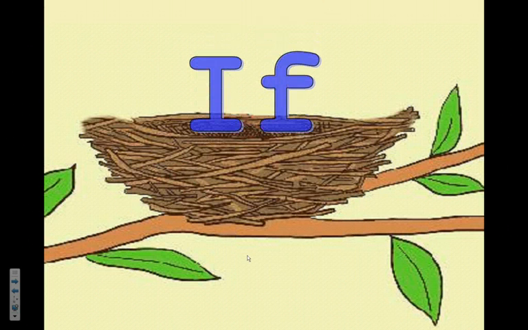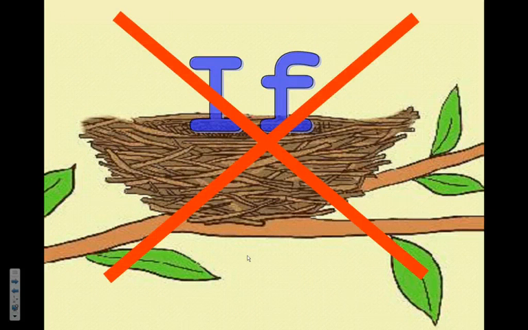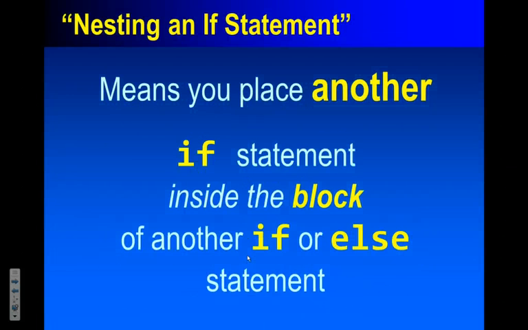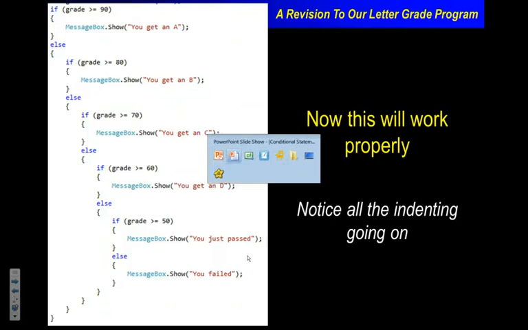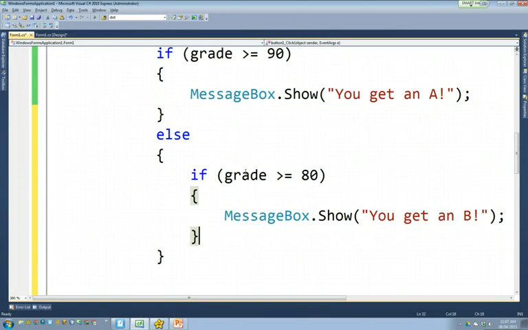Okay? To nest an if statement, what you do is place one if statement inside of the block of another if statement. And remember, a block is the space in between the two curly brackets. So it would look like this. Okay? Now, let me go back to my example, and let's do what it says right there.